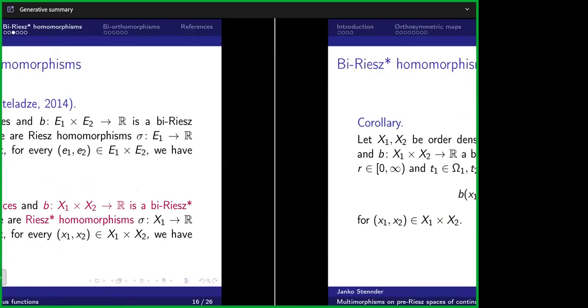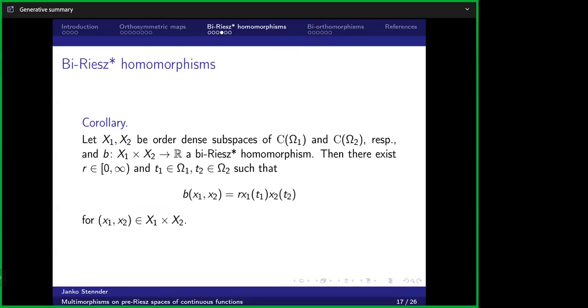Okay, but we can use this factorization to get the result for continuous functions. Because for real valued Riesz star homomorphisms, we know that they're just the point evaluations. So we have now an ordered subspace of continuous functions and the real valued Riesz star homomorphism. And we get some positive scalar and two points from the topological spaces, such that my bilinear map is the product of the point evaluations. This again already looks very much like the representation we get in a general case.